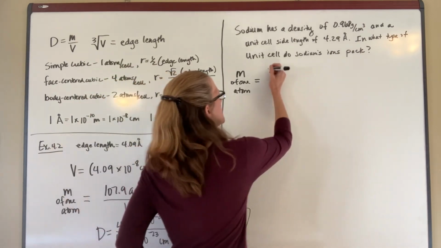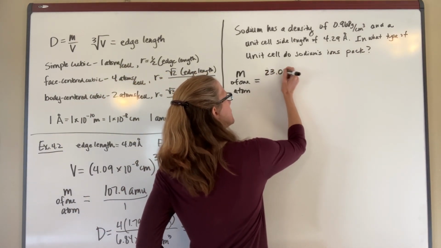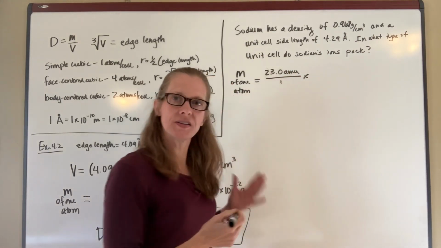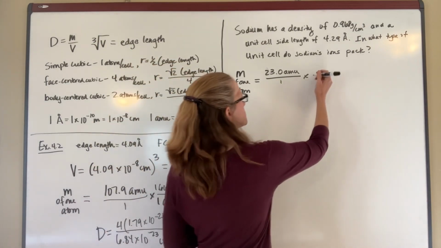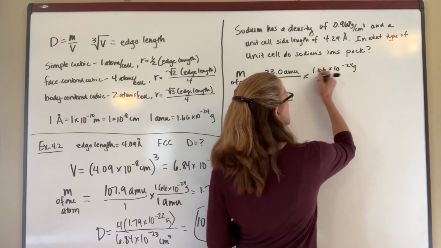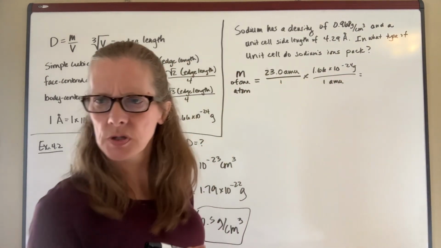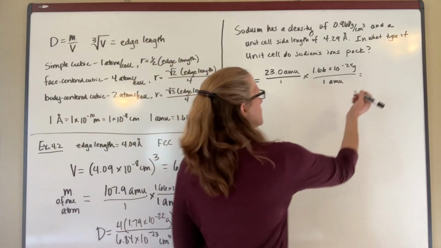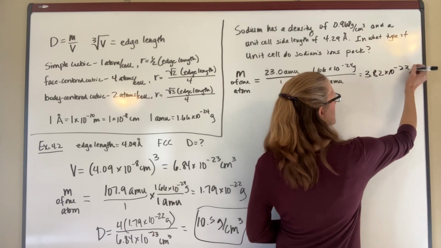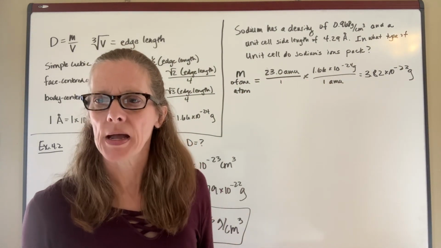If I look at the periodic table, I'm going to see that the mass of sodium is 23.0 AMUs. And then just like I did before, I'm going to convert that to grams. So I have 1.66 times 10 to the minus 24th grams over 1 AMU. And so that is going to give me a mass of 3.82 times 10 to the minus 23rd grams, okay? Mass of one atom.